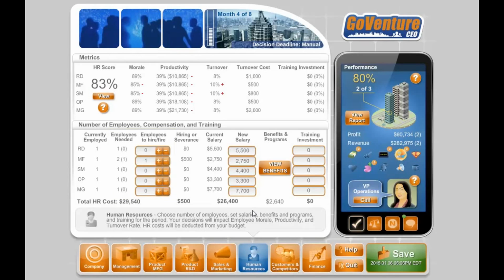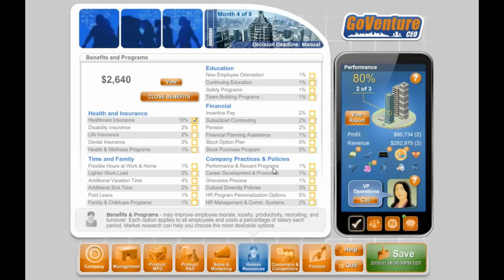You also need to set your employee compensation. You can improve productivity and reduce employee turnover by changing the amount that you pay each type of employee, investing in the training of your employees, or offering them benefits from the list found here.